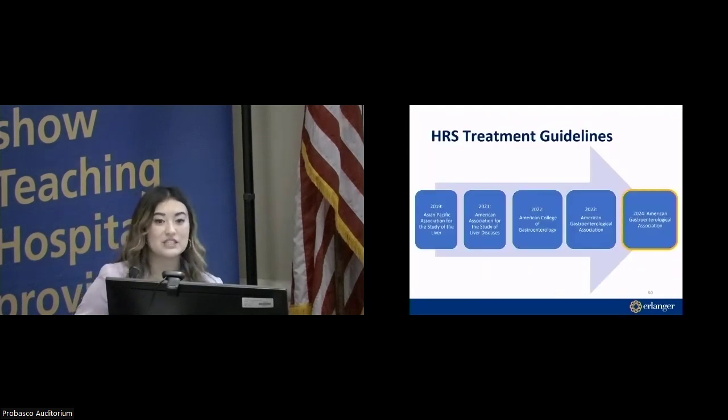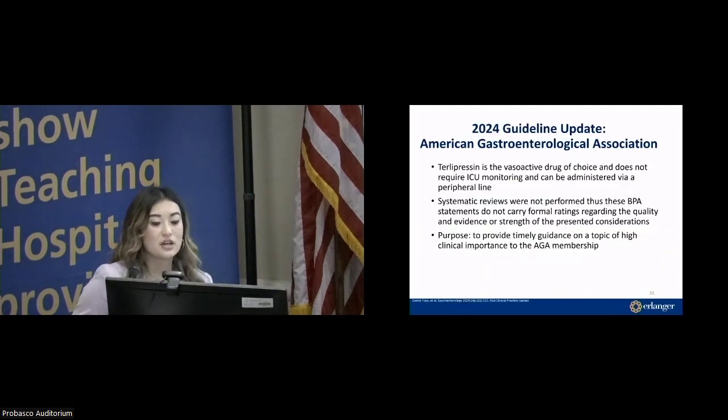And lastly, this brings you to the 2024 guideline update. This recommendation was just distributed, stating that terlipressin is a vasoactive drug of choice and does not require ICU monitoring and can be administered via a peripheral line. The purpose of this guideline was to provide timely guidance on a topic that had not previously been mentioned in their guidelines.